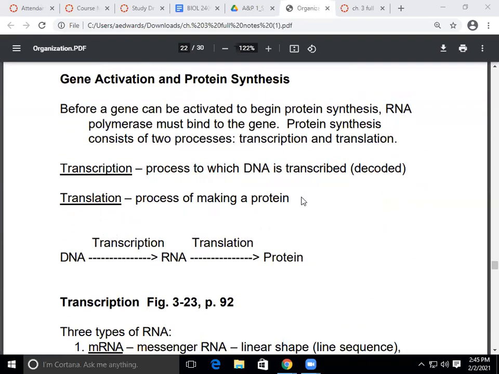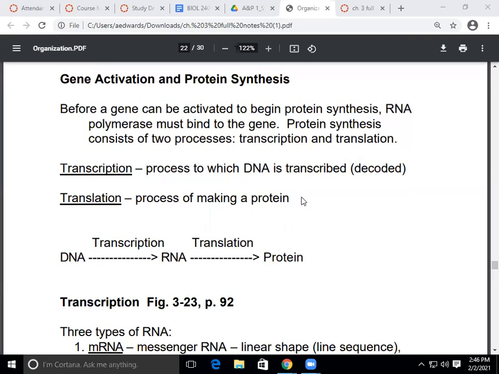All right, this is real critical right here. I want to make sure y'all understand this. So before genes get activated to begin protein synthesis, RNA polymerase has to bind to that gene on the DNA, right? So anytime you see ASE, it's an enzyme. So RNA polymerase is an enzyme that makes RNA polymers, okay? So protein synthesis occurs through 2 main steps, transcription and translation. So transcription is how you're transcribing DNA, or decoding it, and you're using that to make RNA.